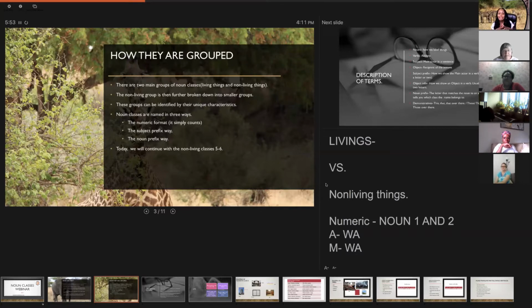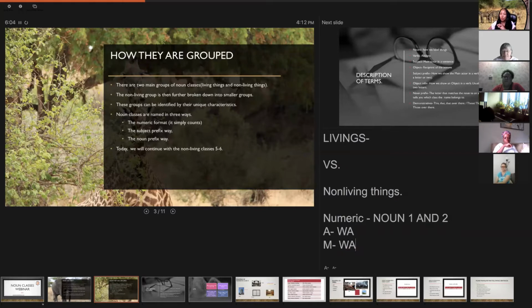Okay, and then the second part is non-living things. This is where it gets interesting, because now we start breaking them up into their different characteristics. So from noun class 3, that's what we did, 3 and 4 last time.